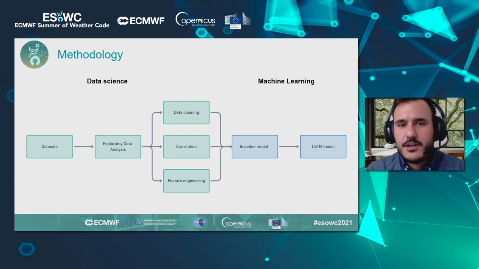For the machine learning part, we start with a baseline model to use as a comparison with our more advanced and complex model, which uses a recurrent neural network. So it is a long short-term memory model to predict the emissions.